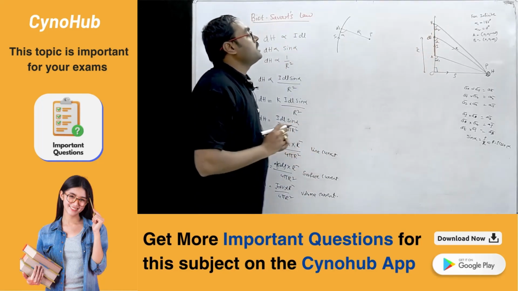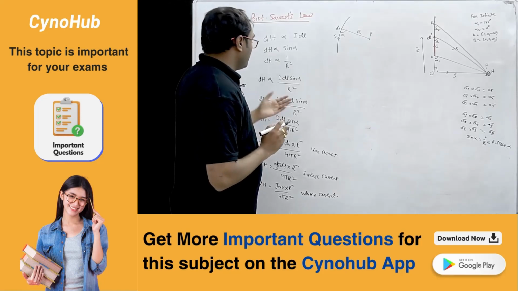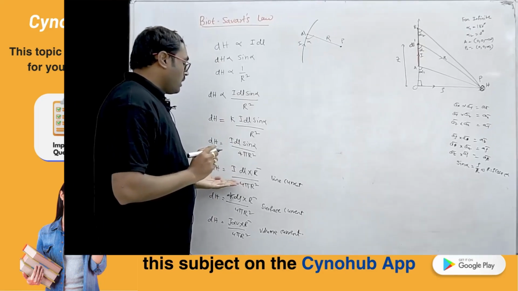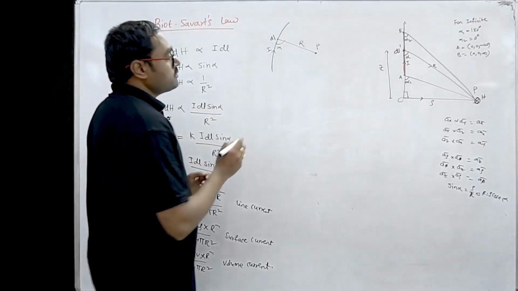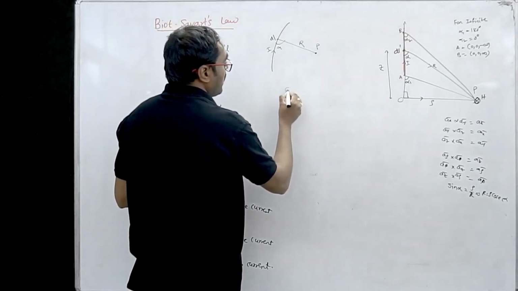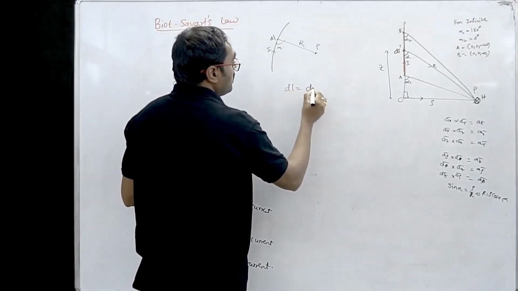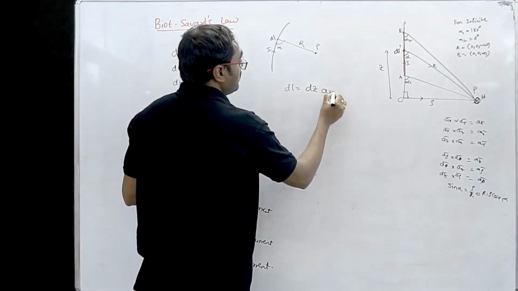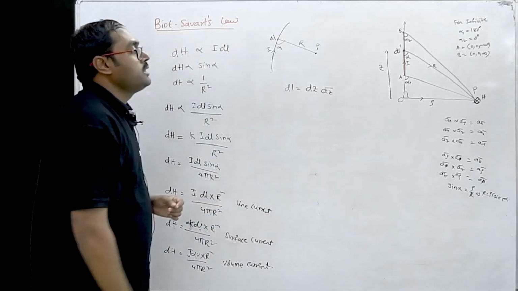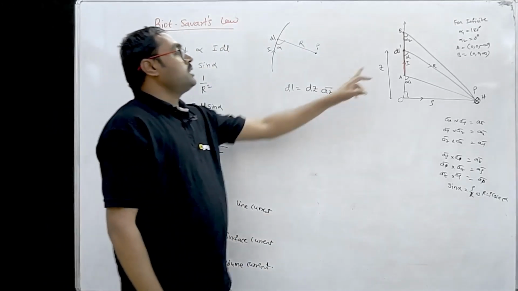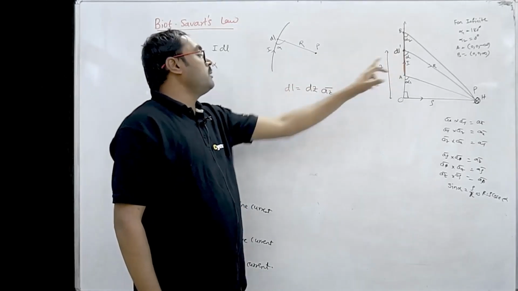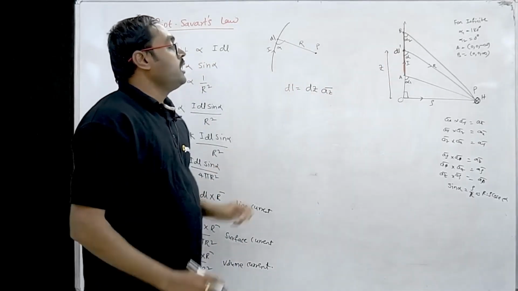Now, based upon this equation, we write it in this form for line current. From this diagram we can write dl is equal to dz a_z bar. Because the dl element is the differential element, we write it as dz a_z bar.